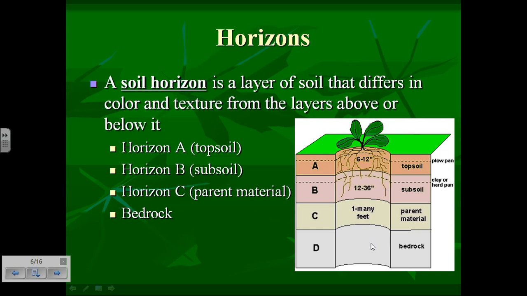Now, soil is made of various layers called horizons. A soil horizon is a layer of soil that differs in color and texture from the layers above or below it. Horizon A is represented by topsoil. Horizon B is represented by subsoil. Horizon C is made of the parent material, and then you have the layer called bedrock. And I'm going to talk to you about these various layers on the soil profile.